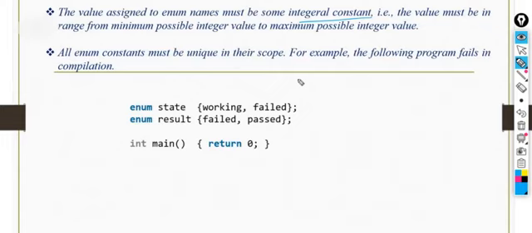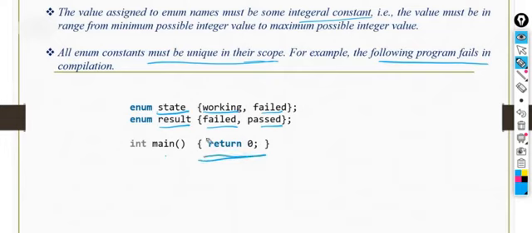So next thing that is important, all enumerated constants must be unique in their scope. For example, the following program fails in compilation. Here we have taken two enumerated sets, under which we have declared values working, filled, passed. So in int main, if you are not printing these particular values of the enum data type, it will show an error to you. Okay, so if you want to implement it, you can. You can try it yourself.